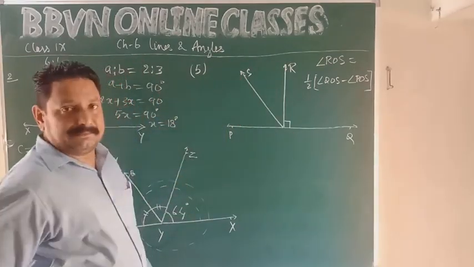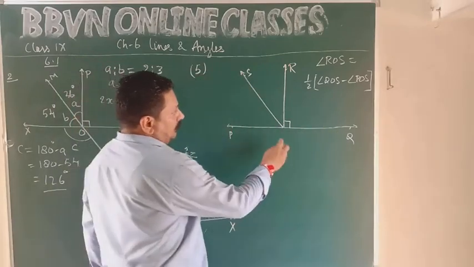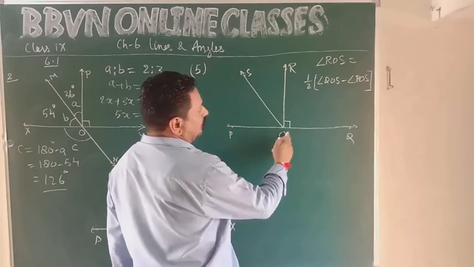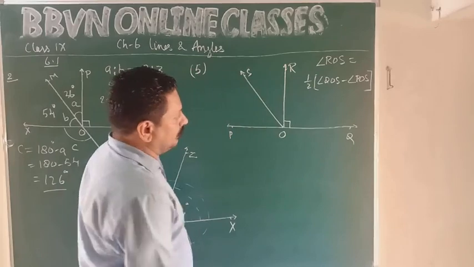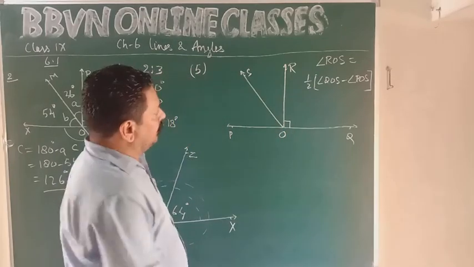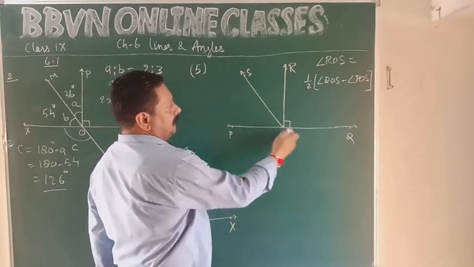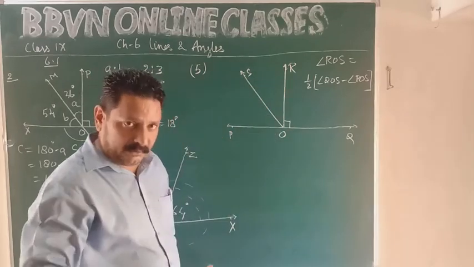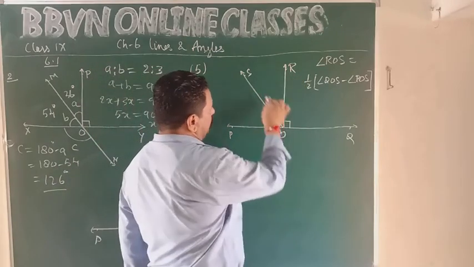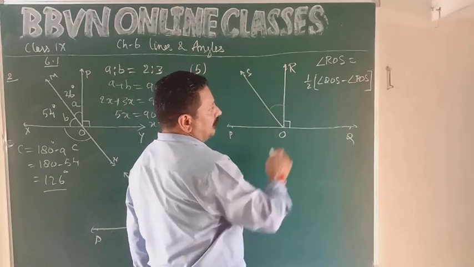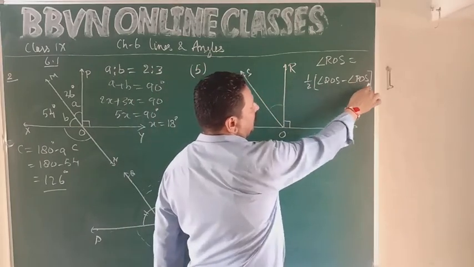Question number 5. PQ is a line. Here, say this is point O. OR is a ray which is perpendicular to PQ at point O. So this angle is 90. There is another ray OS which divides this angle POS into two parts. Not equal parts, just two parts. We have to prove that angle ROS, this angle, is half of angle QOS minus angle POS.